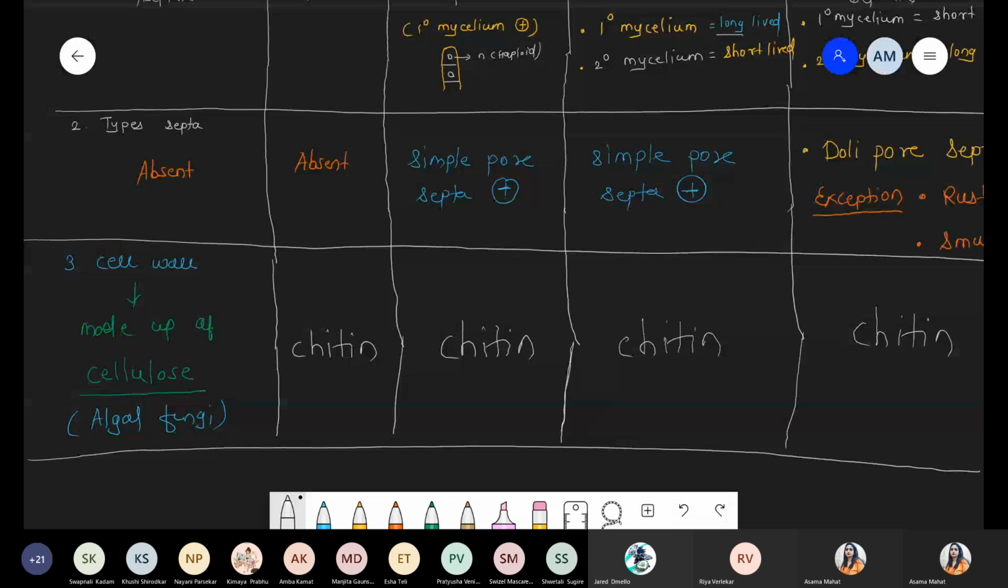So these are the points with respect to cell wall, and here we are talking about oomycetes, which have another name. They are also called the algal fungi. And why are we saying algal fungi? Because the cell wall is made up of cellulose, and in the rest of all classes, whatever members are present, the cell wall is made up of the material chitin and N-acetyl glucosamine. Got it? This point is clear? Yeah. So next we are talking about asexual reproduction. Fourth point.